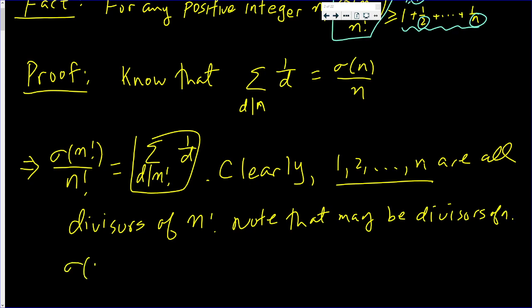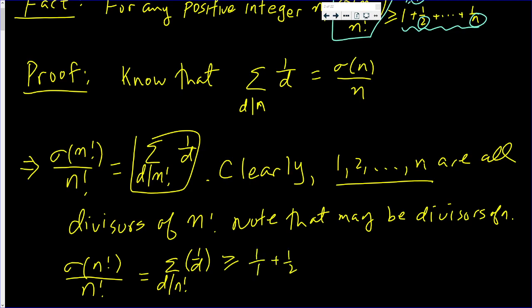We know that sigma of n factorial divided by n factorial, which is equal to the summation of the reciprocals of all the divisors of n factorial, is going to be greater than or equal to 1 over 1 plus 1 over 2, all the way up to 1 over n. Because these are definitely divisors. There's no question about it. These are all divisors of n factorial.